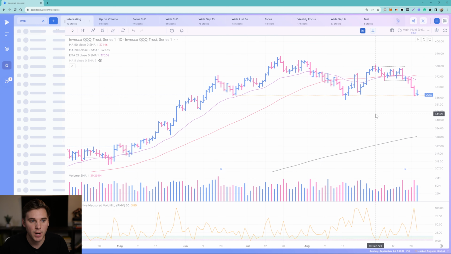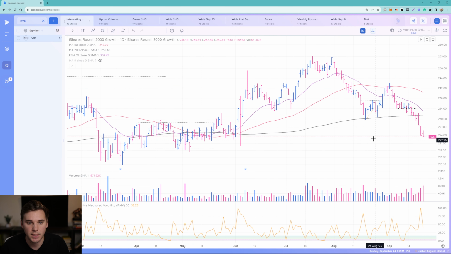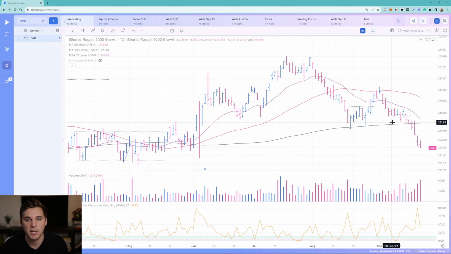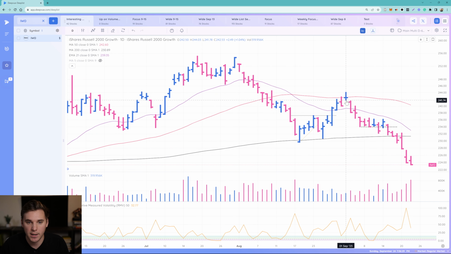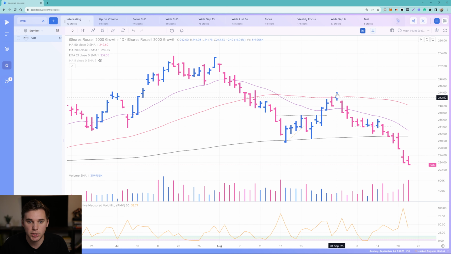Bring up the IWO. I like watching this index as well because it gives a better sense of how smaller caps are doing, and I've been noting the weakness here for quite some time. First of all, it was a lot weaker during this period than the mega caps. We rallied off the 200-day moving average. This is when there was a short-term moment of opportunity here, and then we were rejected off the declining or flattening 50-day moving average, and since then we've just been a lot weaker than the QQQ, the bigger cap names.